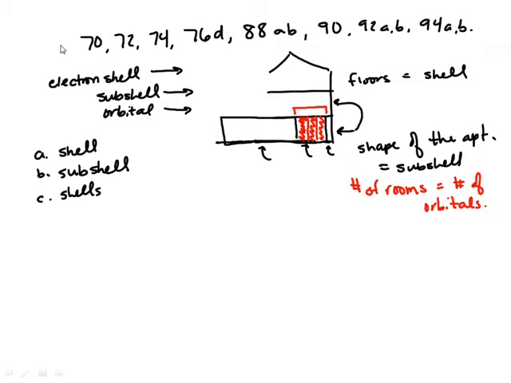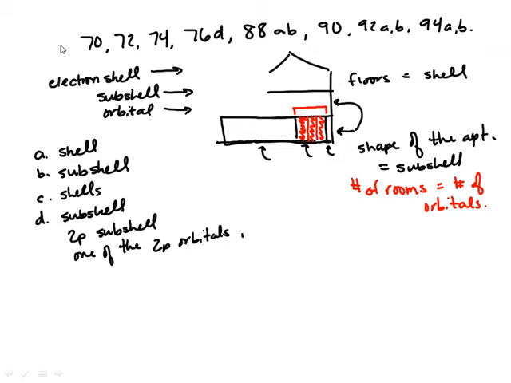D says this unit is designated in the same way as the orbitals contained within it. That is a subshell. So we might talk about a 2p subshell, or we might talk about one of the 2p orbitals in the 2p subshell.